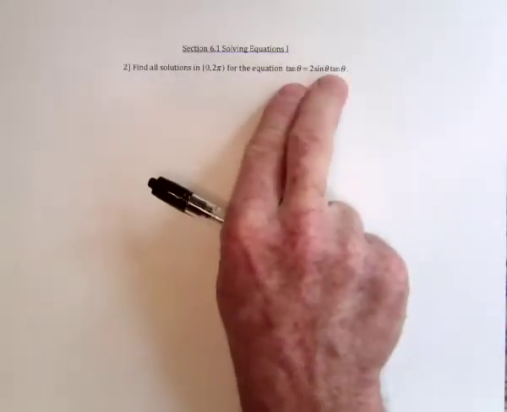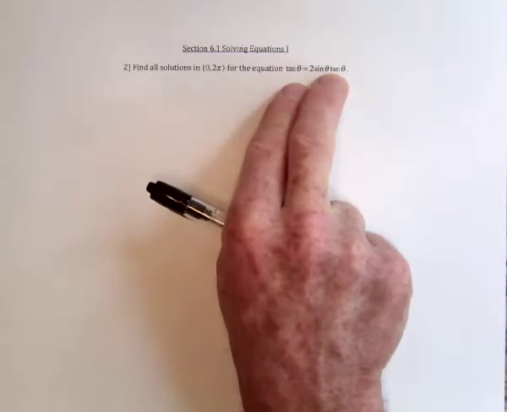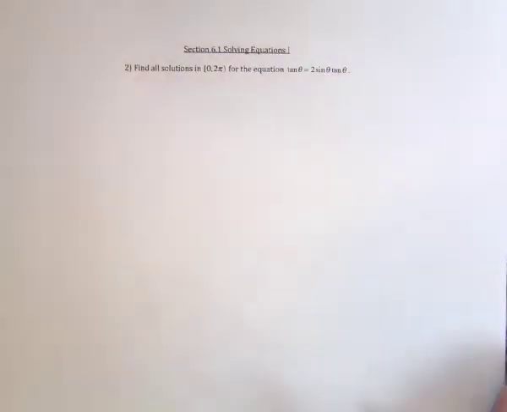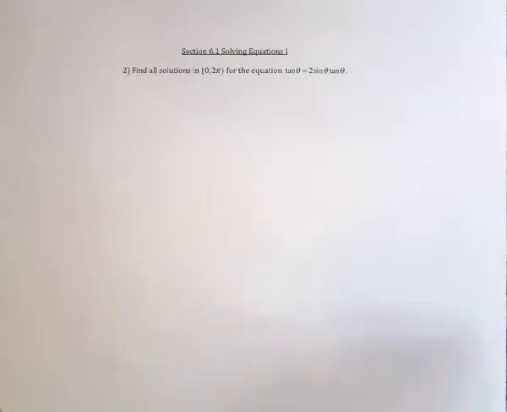When you take a look at this equation, it's tempting to say, well, I have the same thing on both sides, so I'm just going to divide by it. The problem is that this has a variable in it, and if tangent of theta were to ever equal 0, then you'd be dividing by 0, and that's not legal.